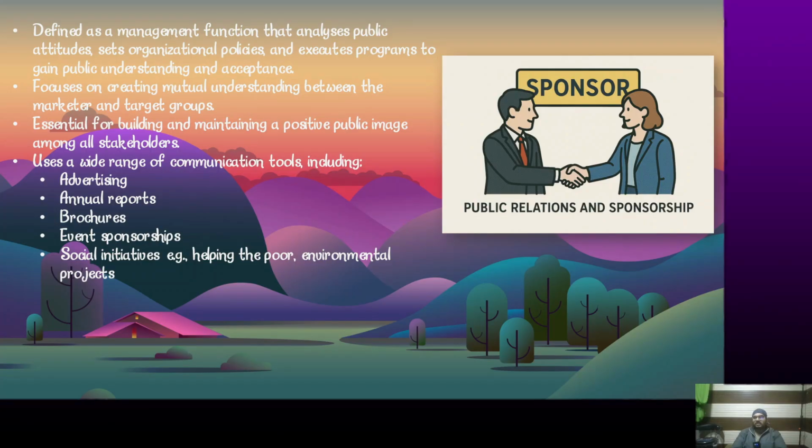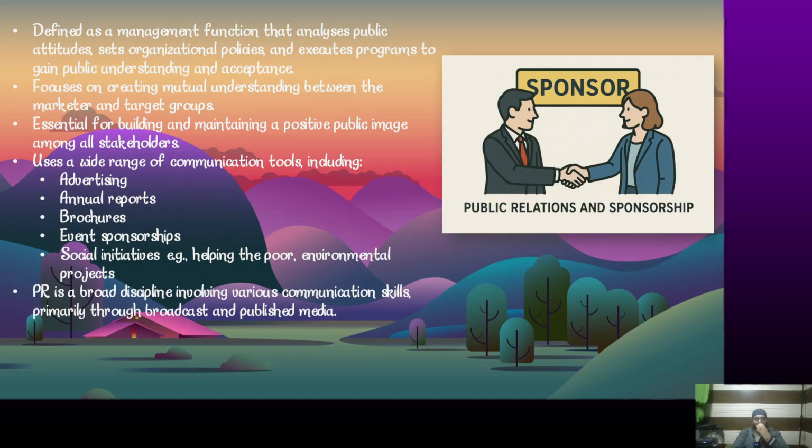All these methods are nothing but a way to build a relationship with the public at large, because the consumer of a manufacturer or a marketer comes from this public only. So you want to create a good image in the eyes of the public. Now, finally, this PR, public relations, is a very broad discipline.